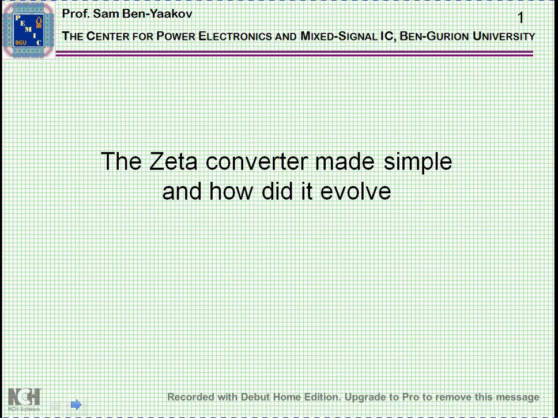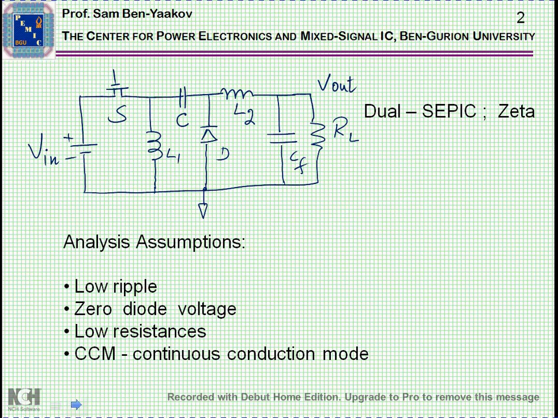Hi, I'm Ben-Yaakov. The title of this presentation is the Zeta converter made simple and how did it evolve. The Zeta converter consists of a switch, two inductors, a series capacitor, and a rectifying diode.